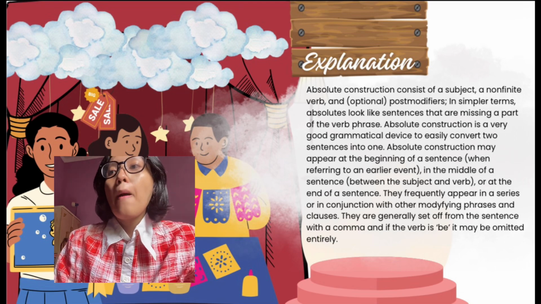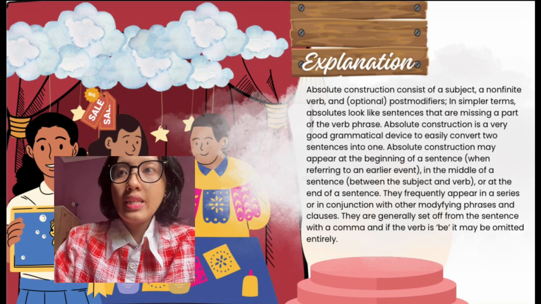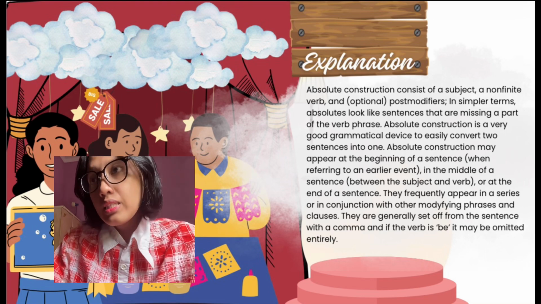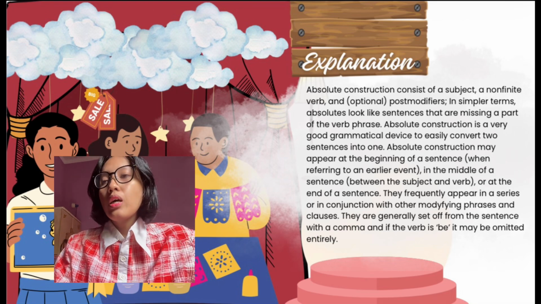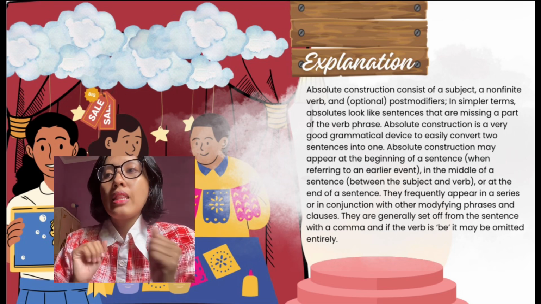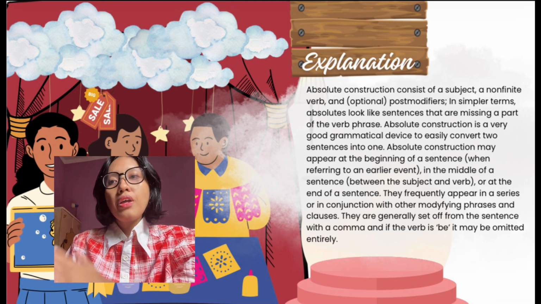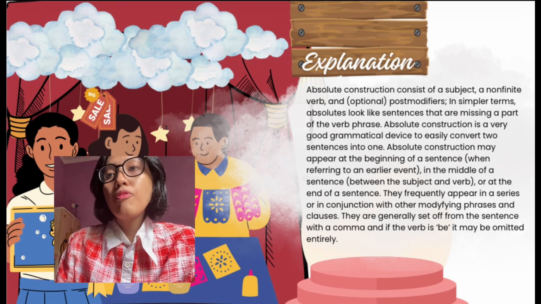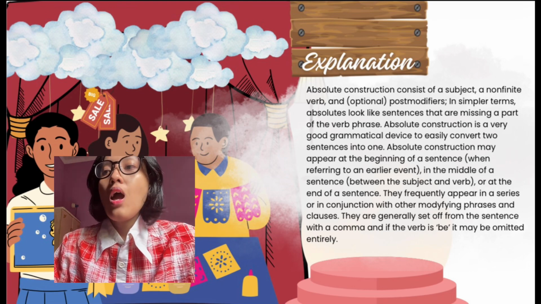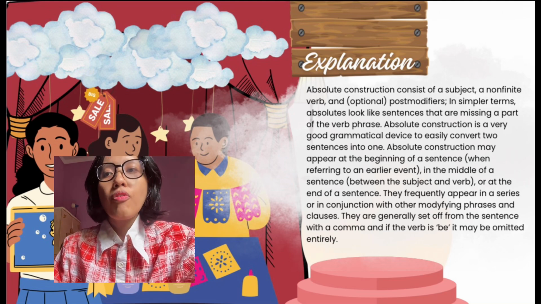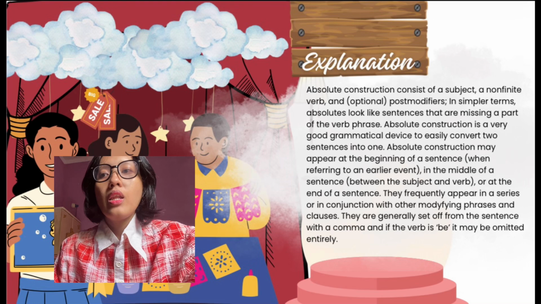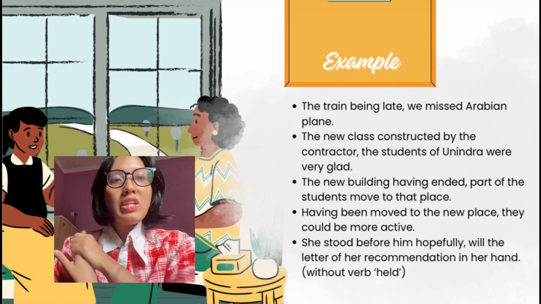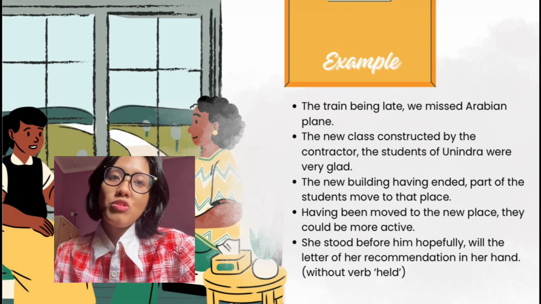Absolute construction may appear at the beginning of a sentence, when referring to an earlier event, in the middle of a sentence, between a subject or a verb, and at the end of a sentence. They frequently appear in a series or in conjunction with other modifying phrases and clauses. They are generally set off from the sentence with a comma, and if the verb is be, it may be omitted entirely. Next, we're gonna move to the example of absolute construction.